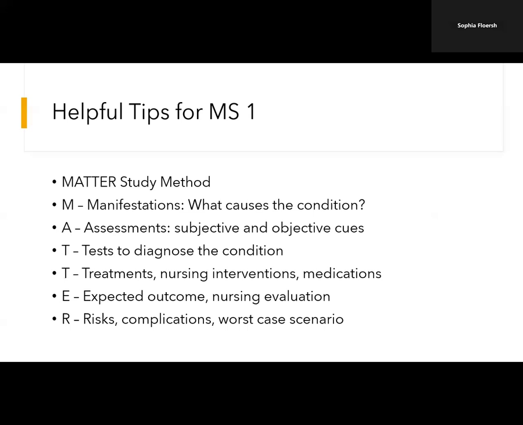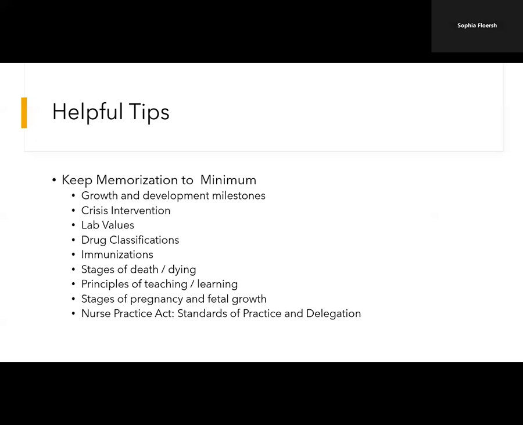So sometimes, for example, we can give a chemo agent and we end up having a reaction to said chemo agent. So we need to also know what can happen when we try to give care in these worst case scenarios. The next helpful tool is just keeping memorization to a minimum.